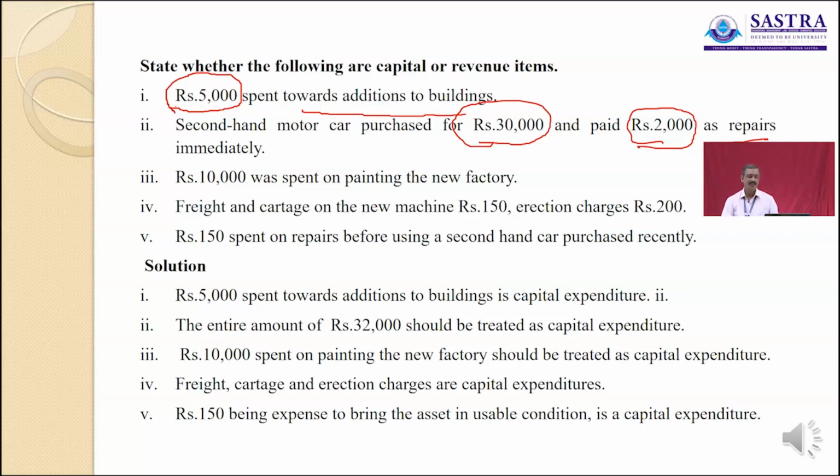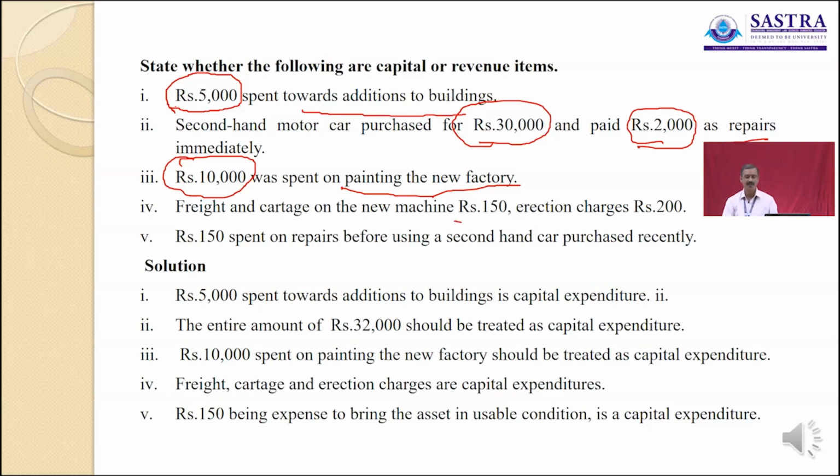The third is rupees 10,000 spent on painting the new factory. It is just a maintenance of the factory building, but even otherwise such maintenance will be for more than one accounting period, as painting will not be often. So how would you treat the painting expense, and state the reason.